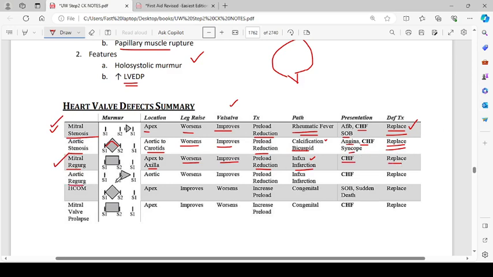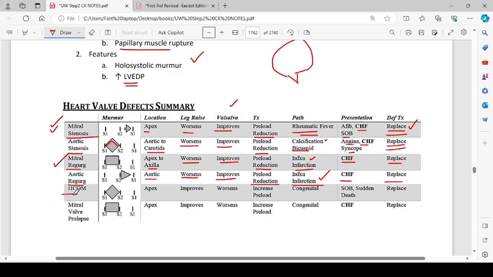For aortic regurgitation, the murmur is decrescendo diastolic murmur. Location is aortic area. Leg raise will worsen the condition, and Valsalva will improve the condition, for the same logic of leg raise increasing the preload and Valsalva decreasing it. The treatment is preload reduction, and pathogenesis is infection and infarction. Presentation is congestive heart failure, and definitive treatment is to replace the valve.